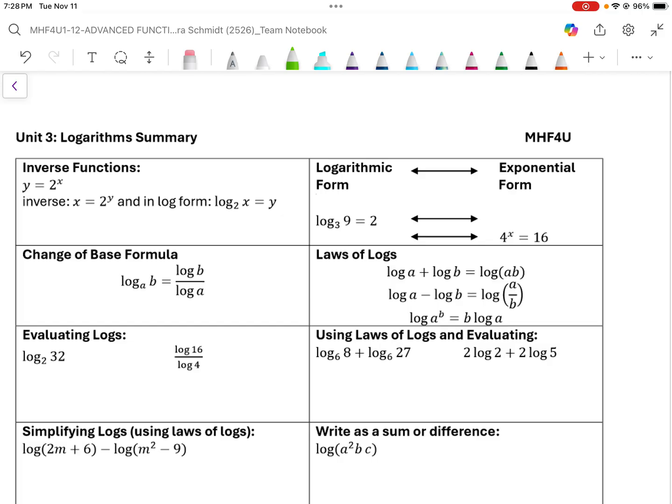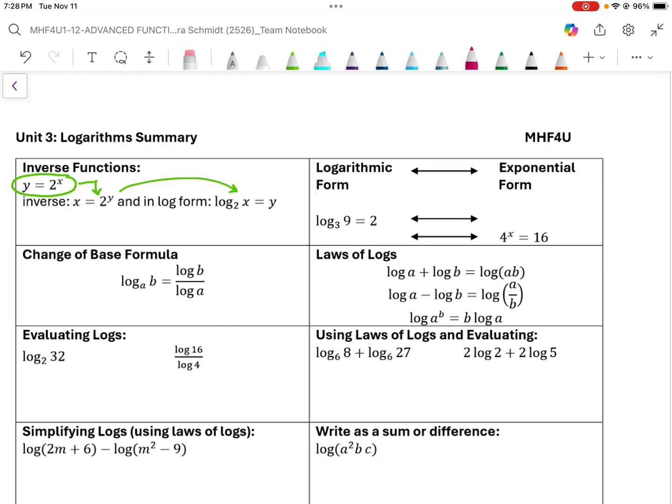Okay, so remember that logarithms are the inverse functions of exponential functions. So if we took an exponential function like this and we found its inverse function, which would be x equals 2 to the power y, and then we just rewrote that in log form, that's what it would look like. So just to show you what it would look like as an inverse function.